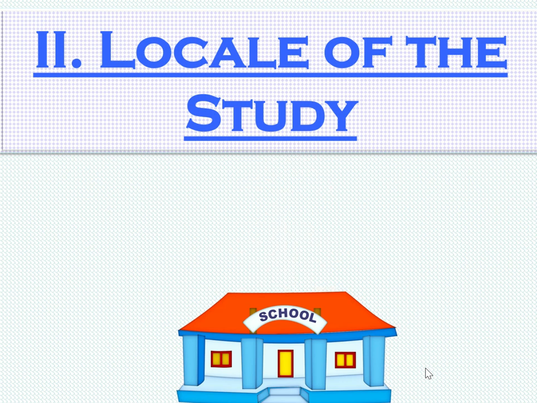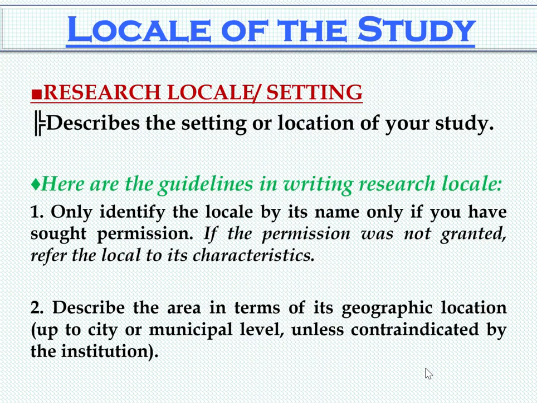So the second section of the chapter is locale of the study. Sa iba, it is labeled as research locale or research setting. Pero pareho lang sila, no? Naiba lang yung term. So under the locale of the study, we discuss here the research place or location or setting. So research locale or setting describes in brief the place where the study is conducted. So it discusses the site or sites where the sampling and data collection will take place.